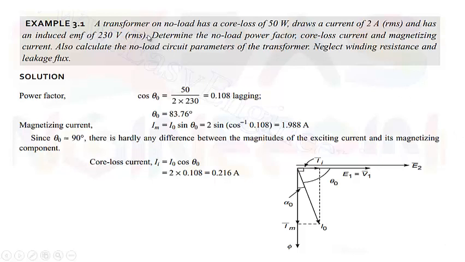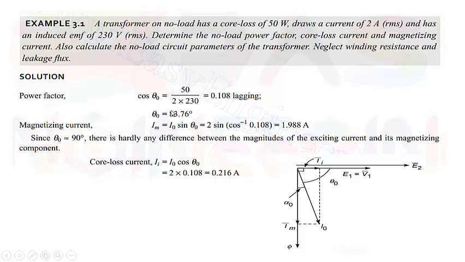A transformer on no load has a core loss of 50 watts, draws a current of 2 amperes, and has an induced EMF of 230 volts. Determine the no load power factor, core loss current, and magnetizing current. Also calculate the no load circuit parameters of the transformer. Neglect winding resistance and leakage flux. That is, we have to calculate the no load model of the transformer.